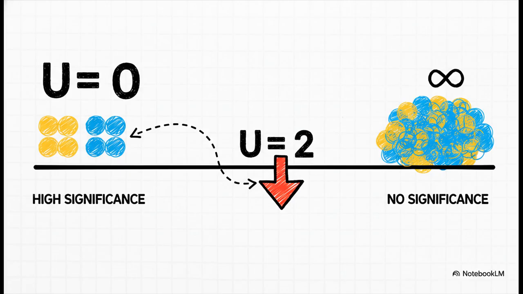Here's the logic, and it's actually really elegant. A U value of 0 would mean the two groups are perfectly separated, like one group has ranks 1 through 6 and the other has 7 through 12. There's no overlap at all. So the smaller your U value is, the closer you are to that perfect separation. A small number like 2 means there is very little overlap between the groups' ranks, far less than you'd expect from random chance. So that small U value is our signal. It's telling us that yes, there is a significant difference. The female trees really do tend to have a higher biomass.